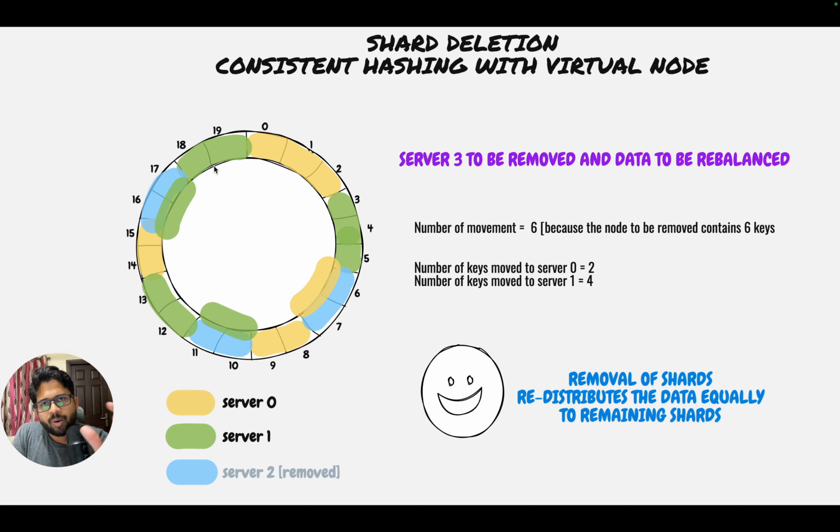But the migration now is done equally across all the servers. So the number of movements done is 6 because the node contains 6 keys. And the number of keys moved are 2 and 4, so it's not 0 and 6. It's still better, and if you do it more smartly, you might even reach 3 and 3. So at a large scale, it becomes almost the same. That's a great thing: the removal of the shards redistributes the data equally to the remaining shards.